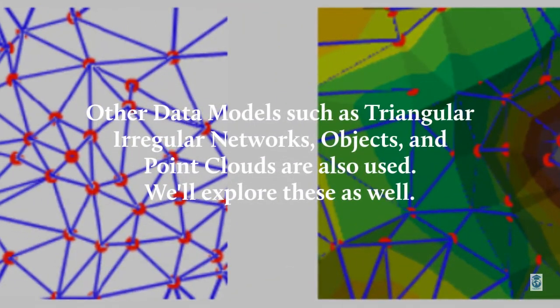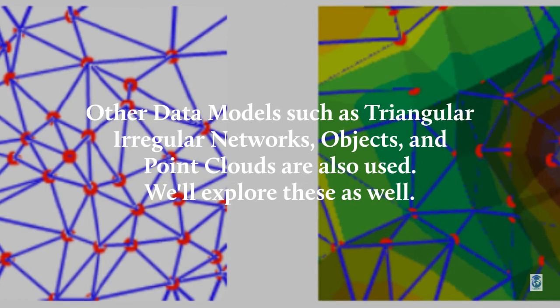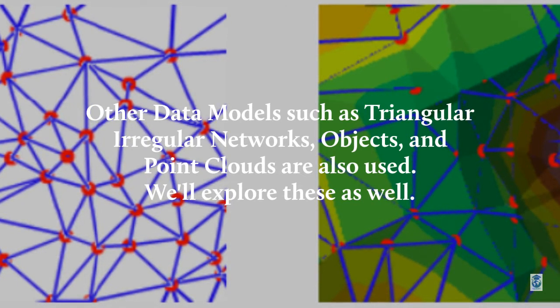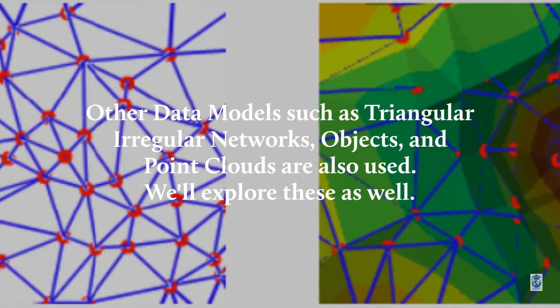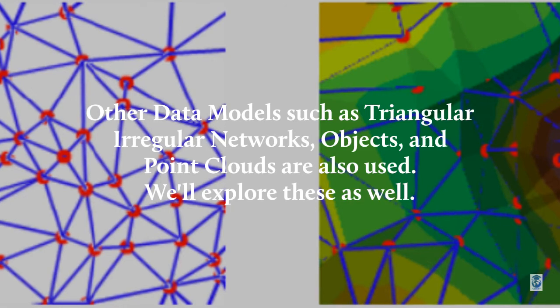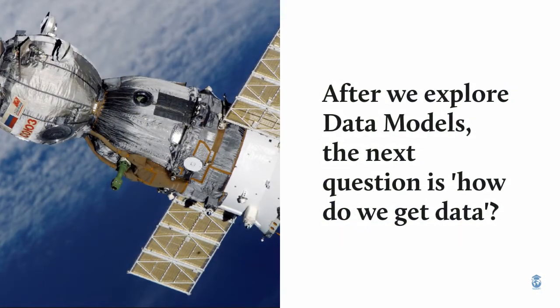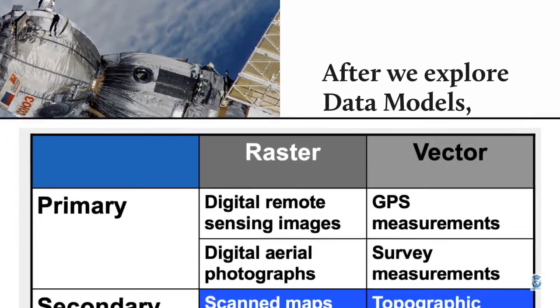But vector and raster data models aren't the only models that can display spatial information in a GIS. Other data models such as triangular irregular networks or TINs, objects, and point clouds are also used, and we'll explore these as well. Now, after we explore data models, the next question is, how do we get data?